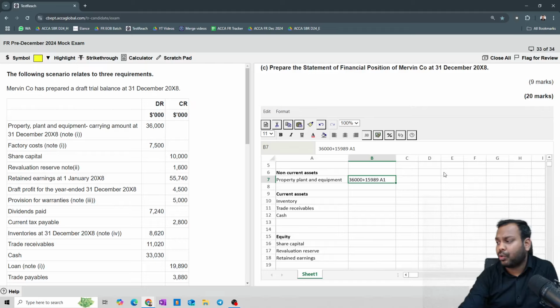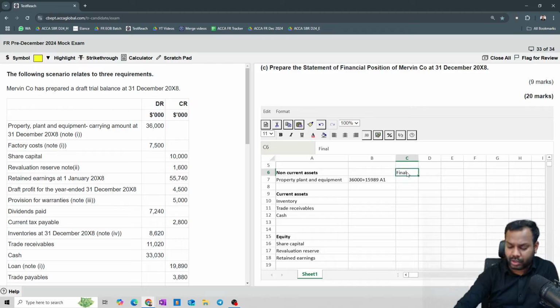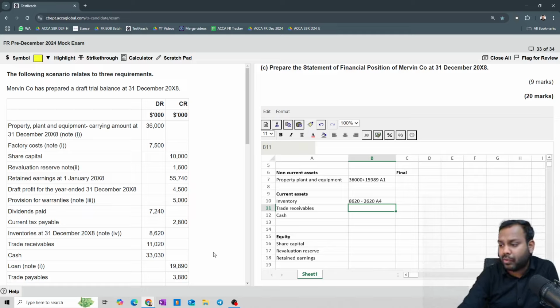We will calculate total figures. Final figures will be written towards the end, not now. Okay. Then inventory, is there any adjustment to inventory? Yes. Inventory is how much? 8620 minus 2620, A4. Trade receivable 11020. Is there any adjustment to trade receivable? No. So it will come directly as 11020, no adjustment. Cash, is there any adjustment? No. So directly let's write here 33030.